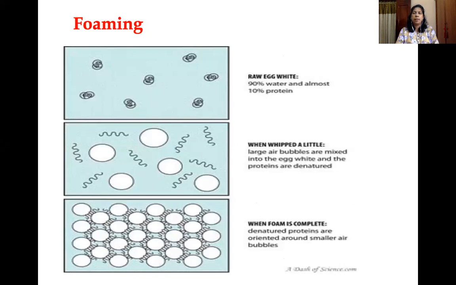Now you can see the raw egg white is there at the beginning, 99% water and almost 10% protein. Then, when large air bubbles are mixed into the egg white, the proteins are denatured. You can see how the proteins are denatured in this picture.